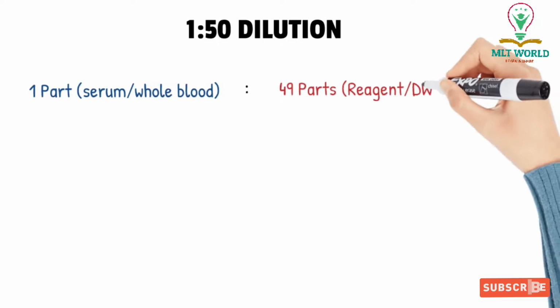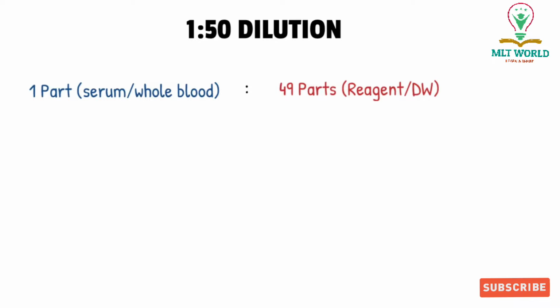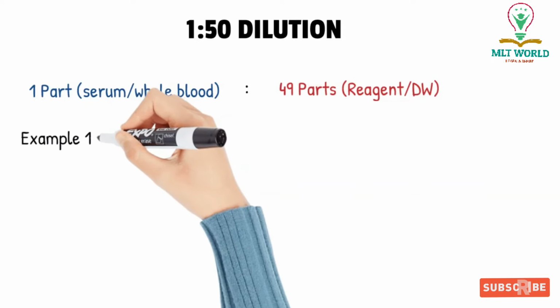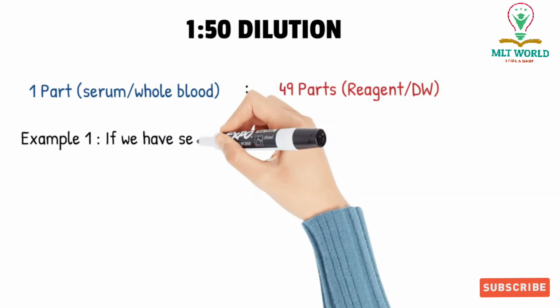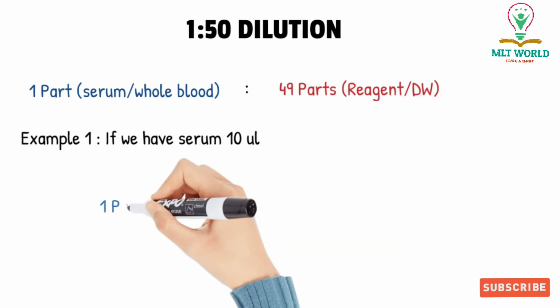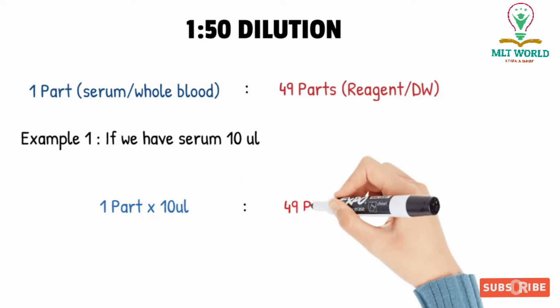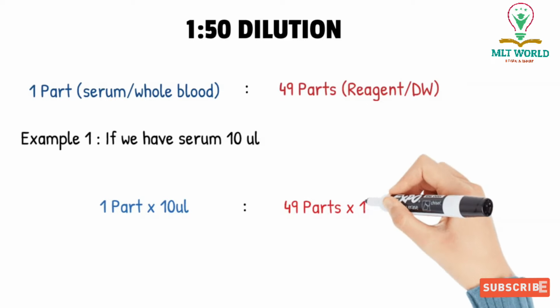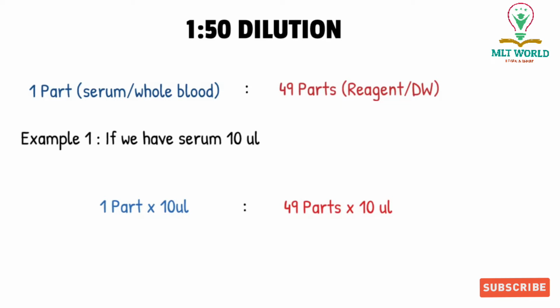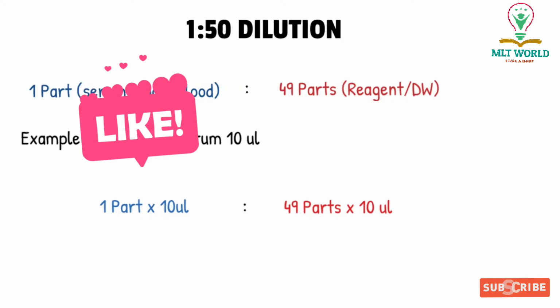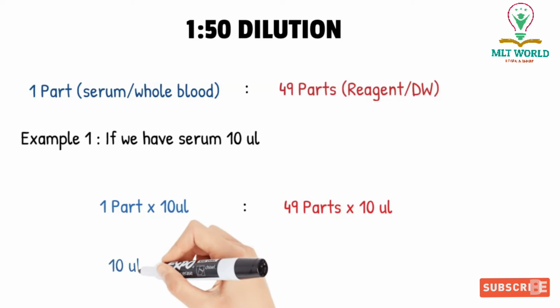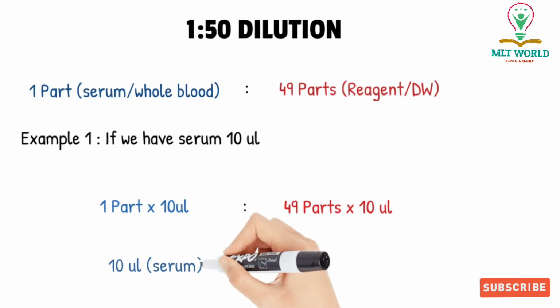So we will start. For a 1:50 dilution, we need 1 part of serum or whole blood and 49 parts of reagent, distilled water, normal saline, whatever the solution you are going to dilute. So now we will see the examples. If, for example, our serum is 10 microliter, or we need to use only 10 microliter serum, then we will write like that, 1 part and then 49 parts, and we will multiply both with the same value and same unit, 10 microliter, 10 microliter. So when 1 part is multiplied with 10 microliter, the answer will be 10 microliter. So it means we need serum or sample 10 microliter.